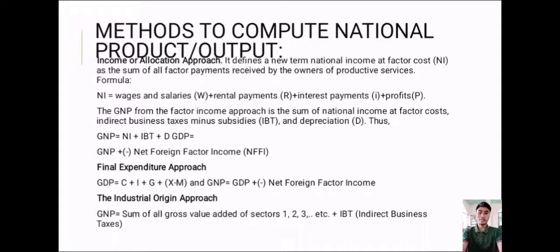Some methods to compute national product or output. Income or allocation approach. It defines a new term, national income, as factor cost, NI, the sum of all factor payments received by the owners of productive services. So this is the formula below: the wages and salaries, rental payments, and interest payments, or profit.